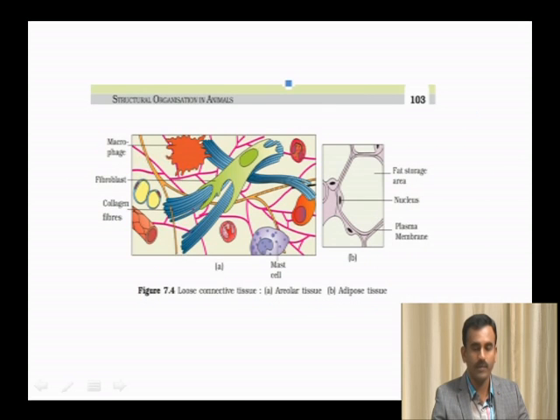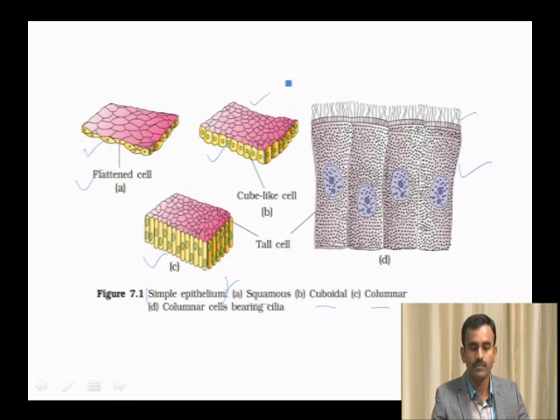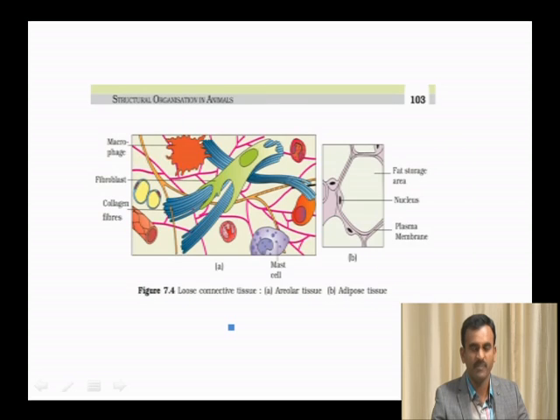The second one is compound epithelium. As I told you, they are multi-layered, but the simple epithelial cells are a single layer of cells. The second type of tissue is connective tissue.